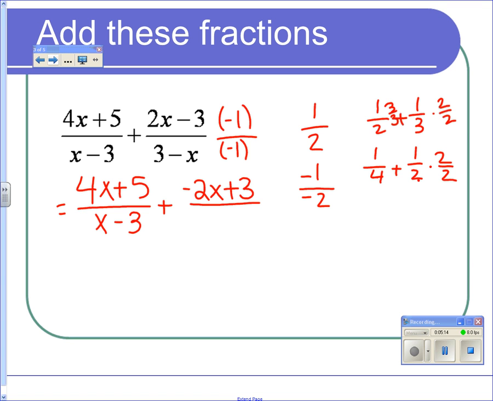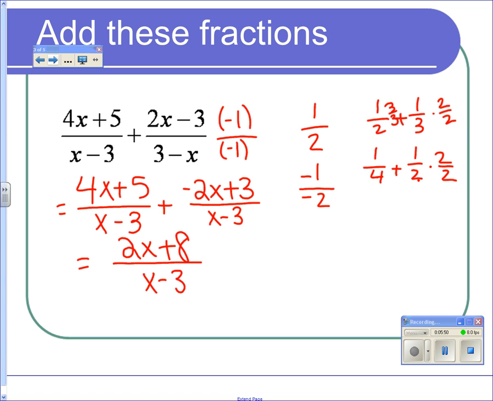Okay, so what would our denominator become? Any questions on that part? Okay, so can we add them together now? What is our denominator? X minus 3. Does that make sense? When we add these, what do we get? Any questions on those? Do y'all see how that works?